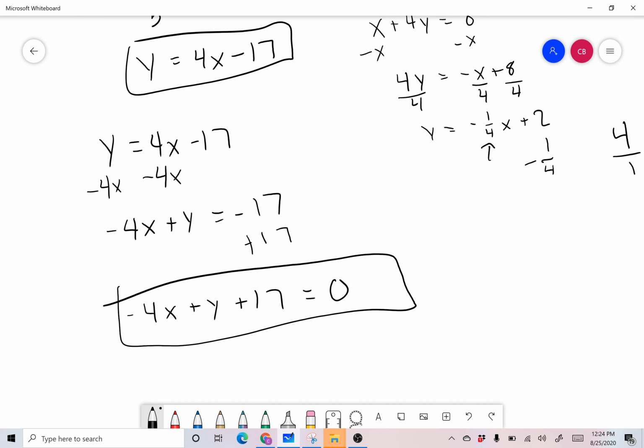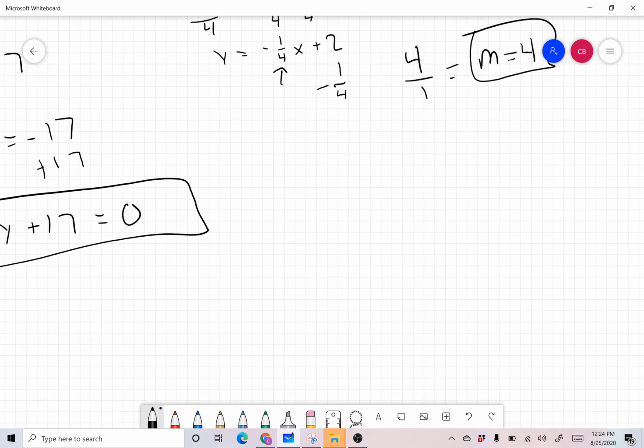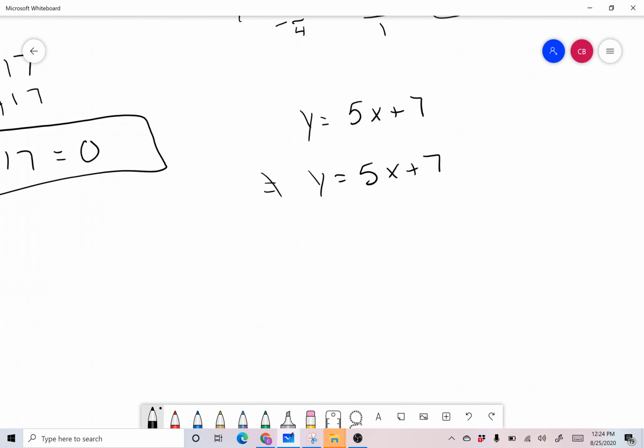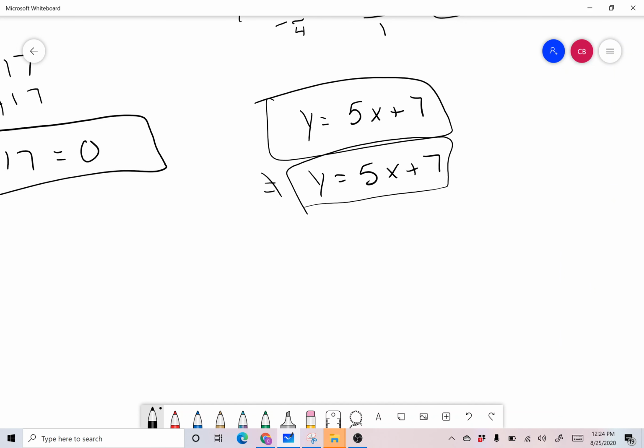One thing to note about parallel is if I give you the equation y is equal to 5x plus 7, there are infinitely many lines that are parallel to this, but there is one that is not. y is equal to 5x plus 7 is not parallel. It's the same exact line, so it will not be parallel. Parallel means they do not intersect. These intersect at every point. This is the same line as this, so be careful.